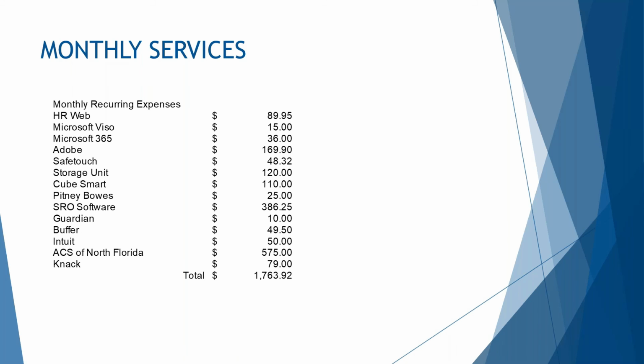Bitney Bose is our shipping. SRO is our purchasing software, so where we put anything that staff wants to purchase and needs to be processed. That's also where we store all of our receipts. It's a little bit of an expensive software, but it does a lot for us. And then Buffer and NAC have to do with the websites, and of course Intuit is our QuickBooks account, and ACS of North Florida is our cleaning services here at the office.